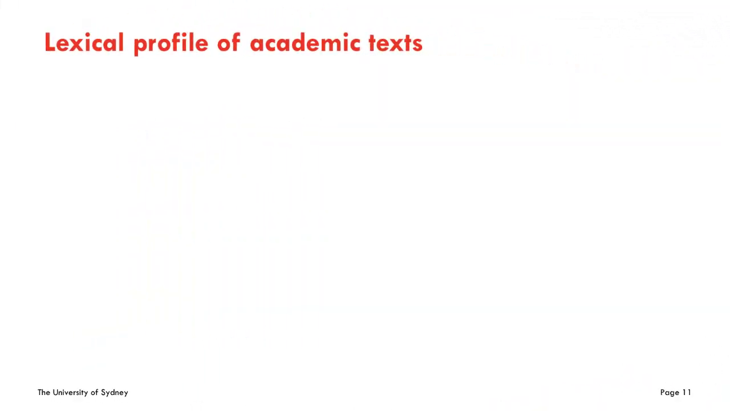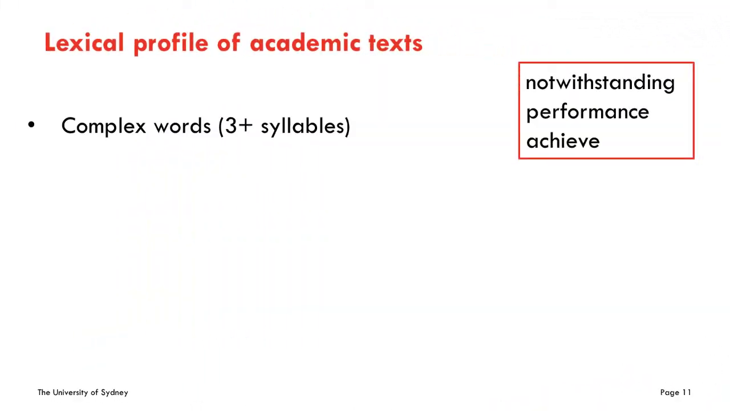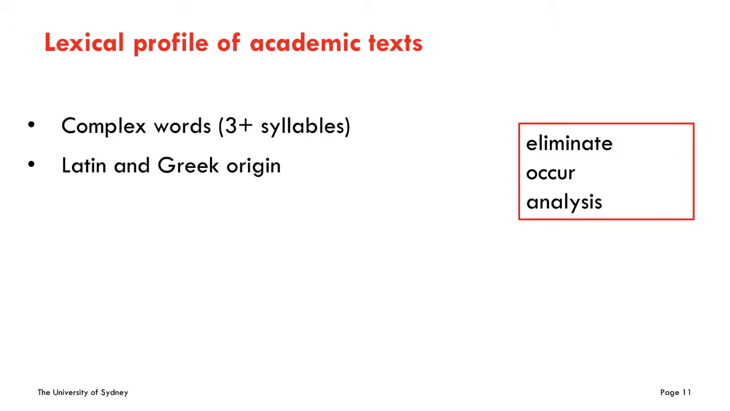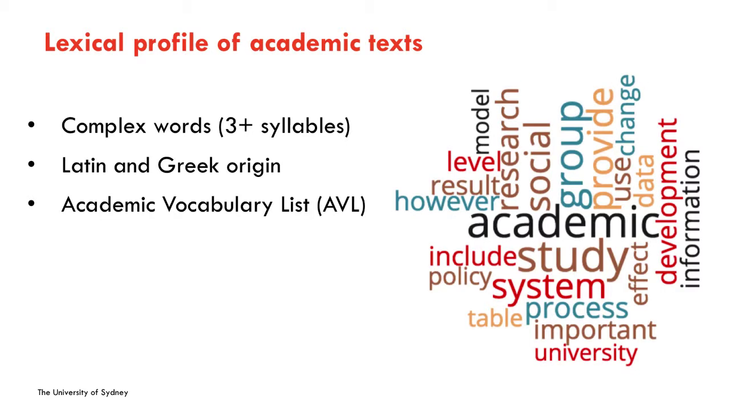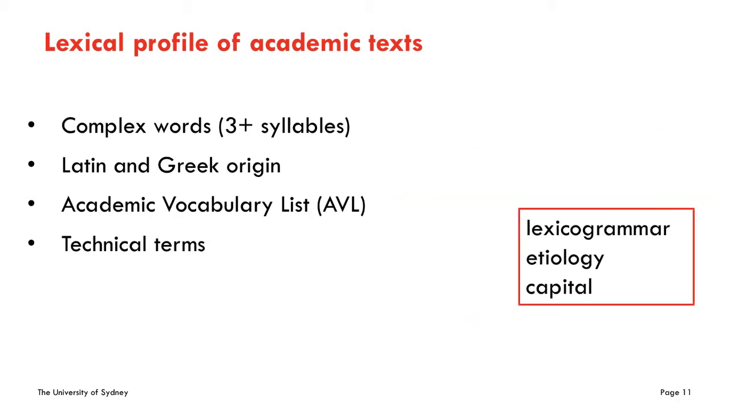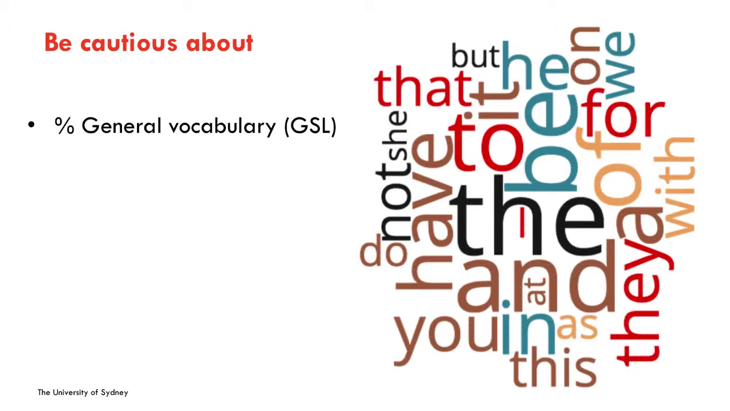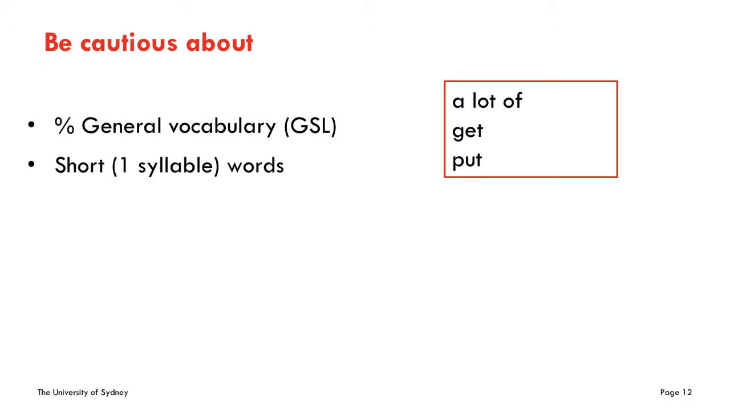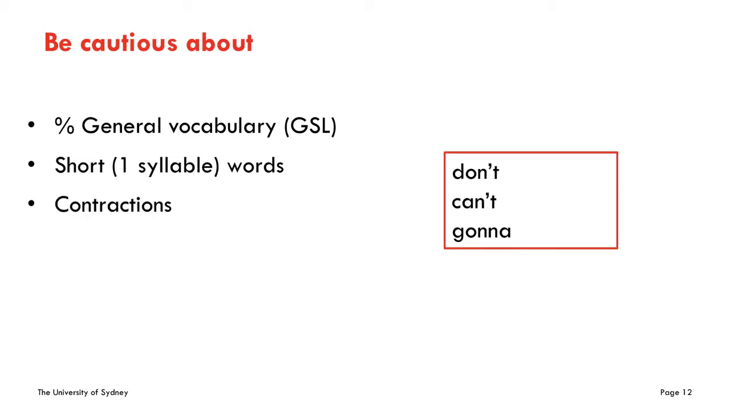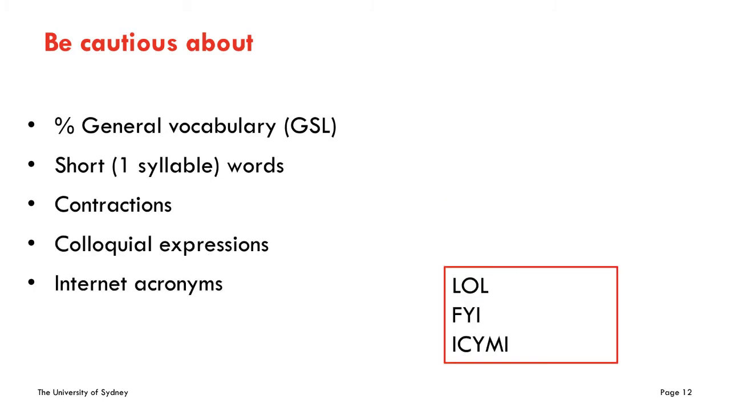Academic texts contain a higher percentage of complex words: those with 3 or more syllables or 6 or more characters, words from Latin and Greek origin, words from the academic vocabulary list, and technical terms. You should be cautious about the percentage of general vocabulary, as identified in the General Service List, the use of short words, 1 syllable or 3 letters, and as a rule of thumb, you should avoid the use of contractions such as won't or gonna, colloquial expressions, and internet acronyms.